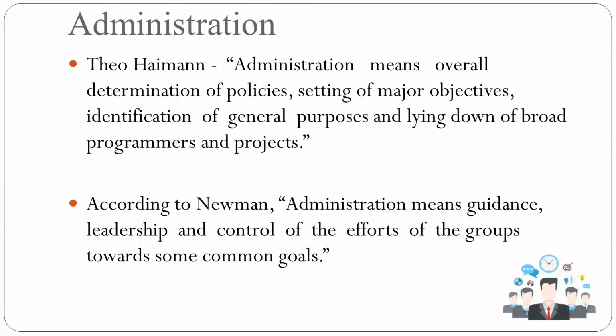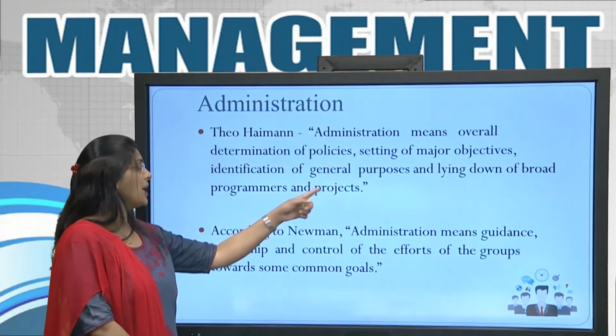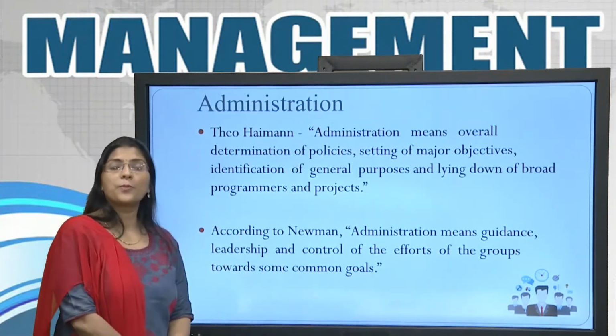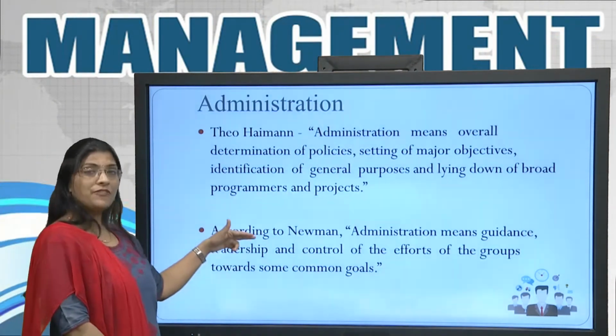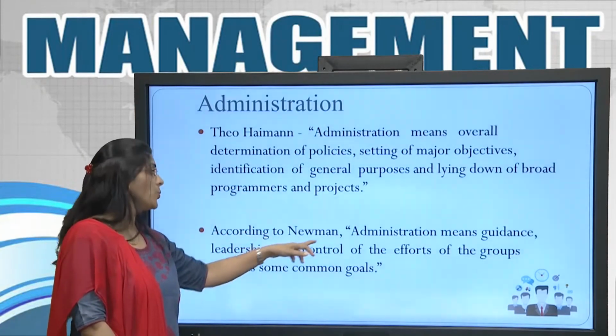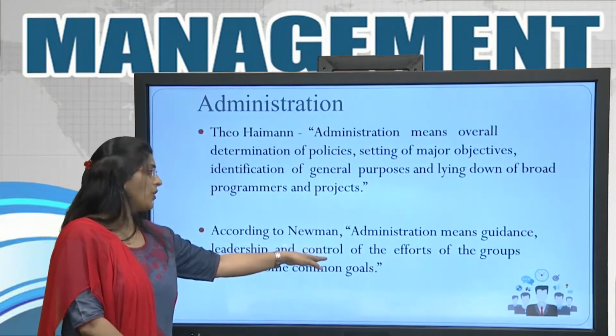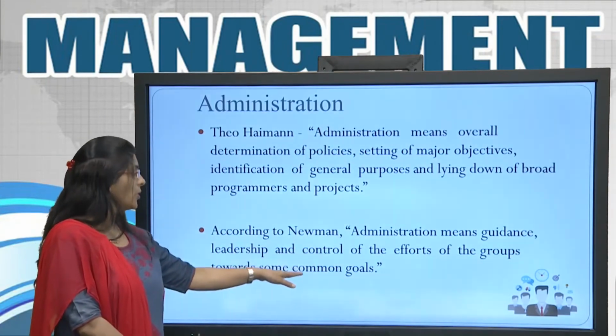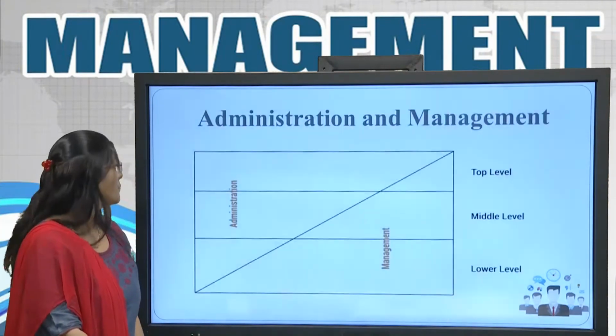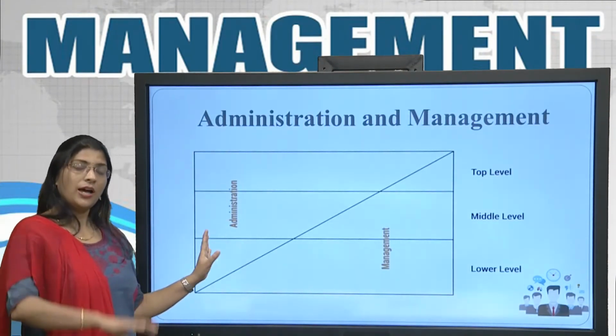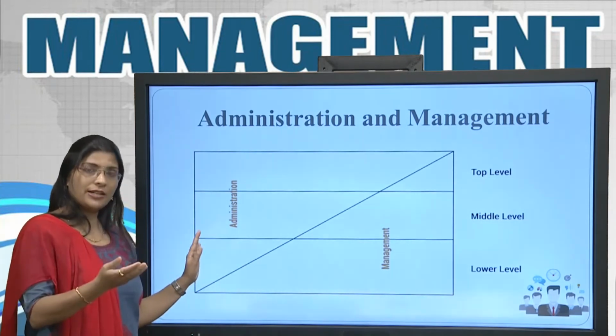According to Theo Haimann, administration means overall determination of policies, setting of major objectives, identification of general purposes and laying down of broad programmes and projects. Another definition of administration, given by Newman, is that administration means guidance, leadership and control of the efforts of a group towards some common goals. Now, look at this picture. I have given a brief definition; I will explain the definition later on.